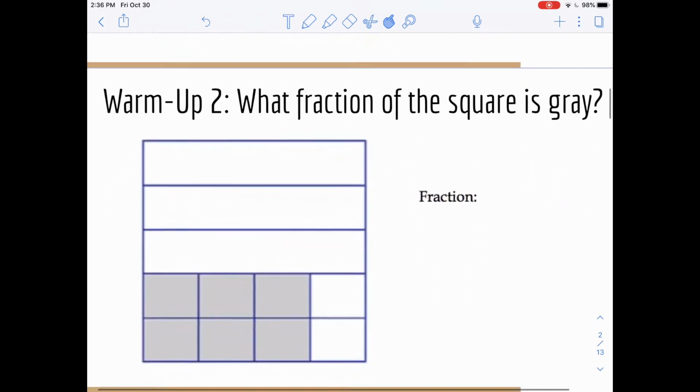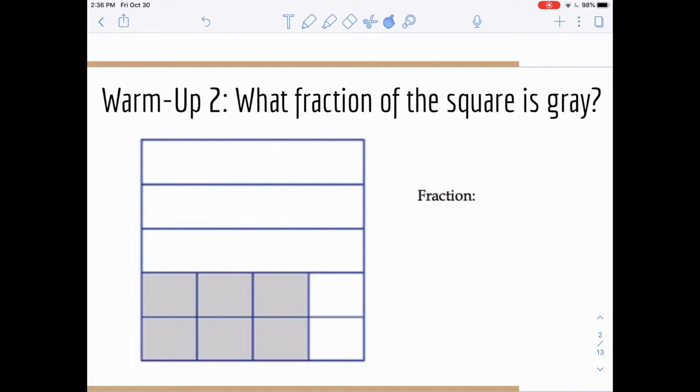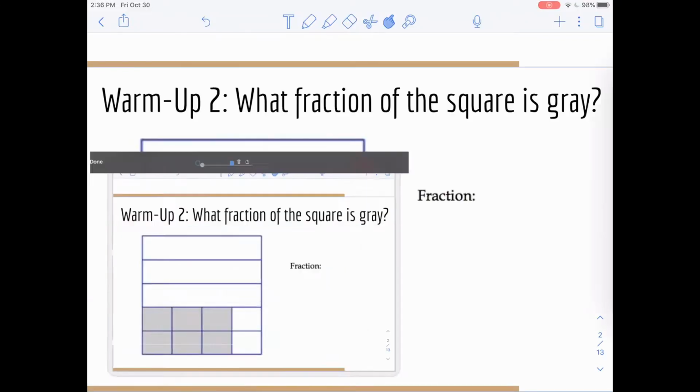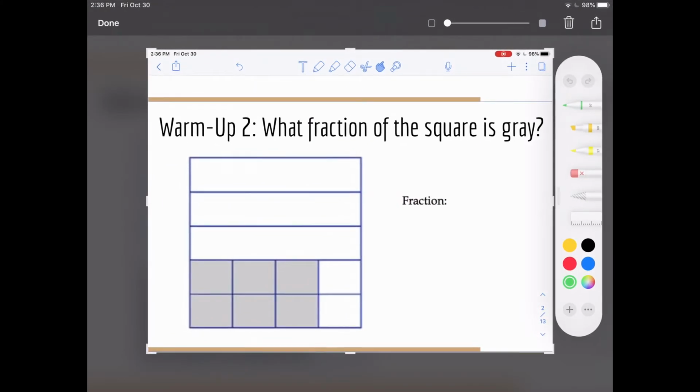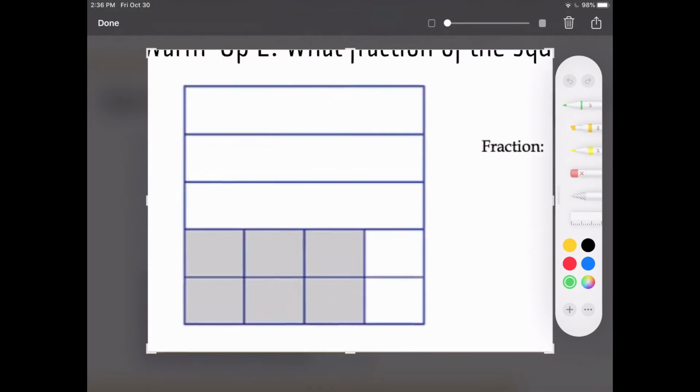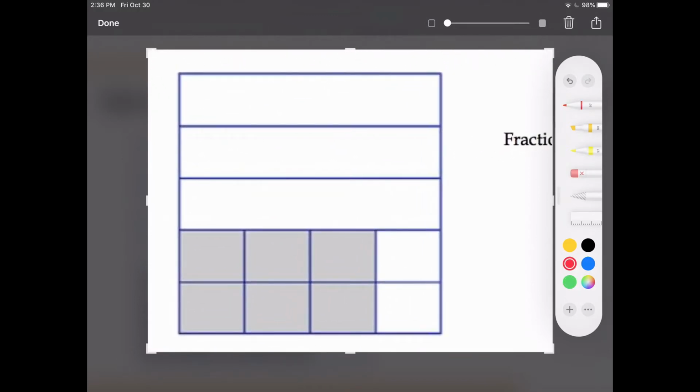What about this one? What fraction of this square is gray? You don't have access to my drawing tools in Notability, but you do have access to screenshotting. So that's what I'm going to do. All right, if I press into that screenshot, now you can see I have all the tools on the side. So I'm going to zoom in. And I can see there are 1, 2, 3, 4, 5, 6 parts colored in, but I need to have equal sized parts.